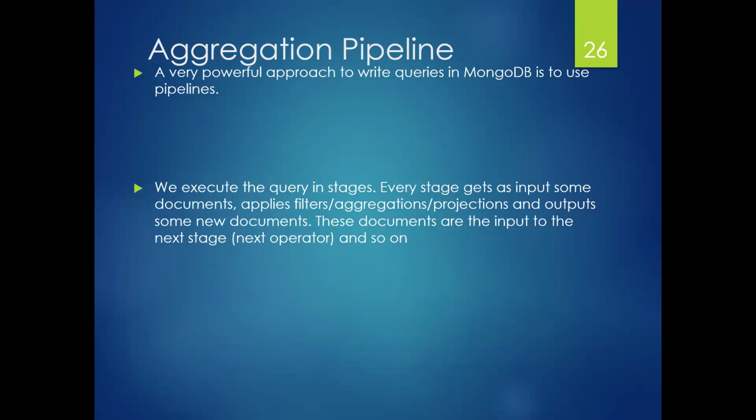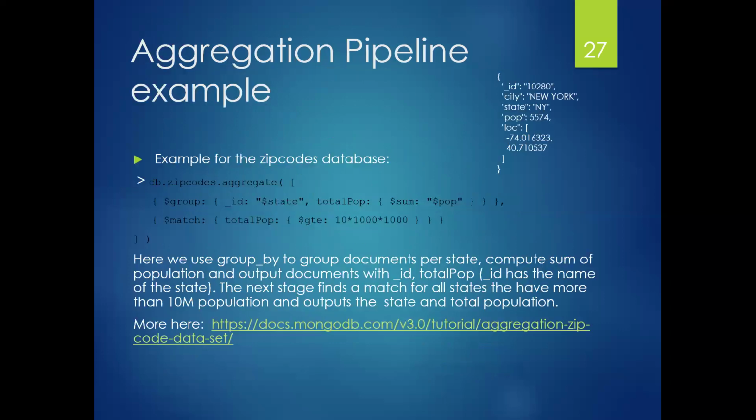The aggregation pipeline is a very powerful approach to writing queries in MongoDB, and we execute the query in stages. Every stage gets as input some documents, applies filters or aggregations or projections, and outputs some new documents. These documents are the input to the next stage, and so on.